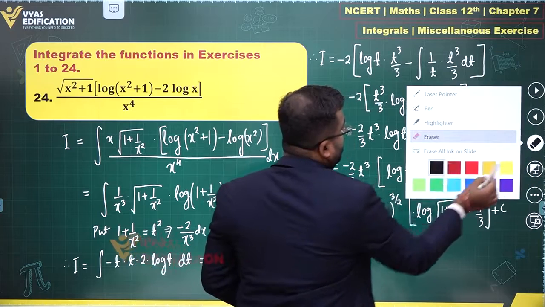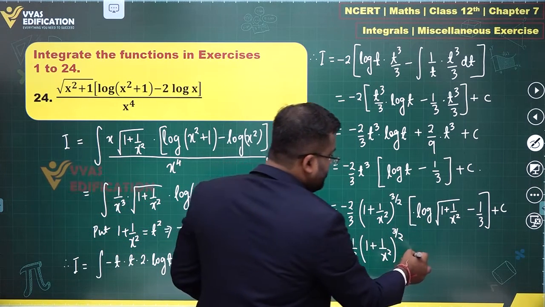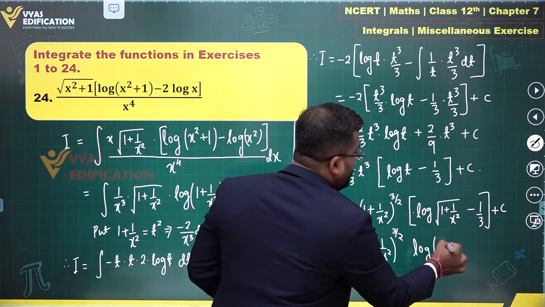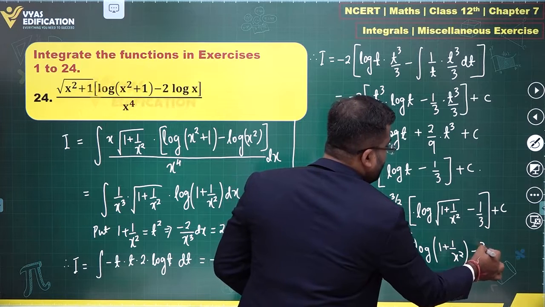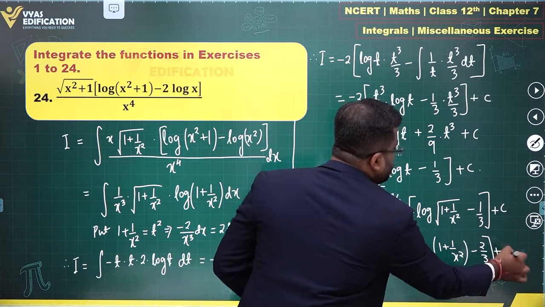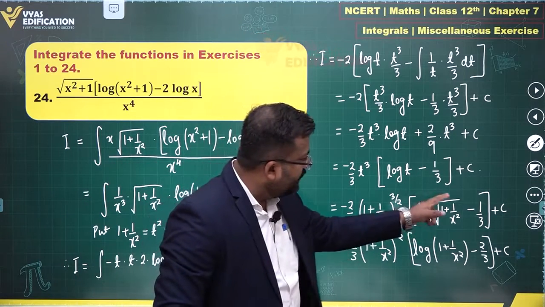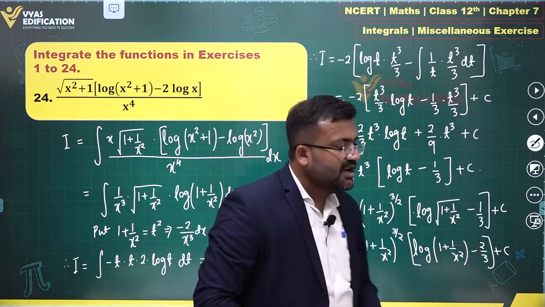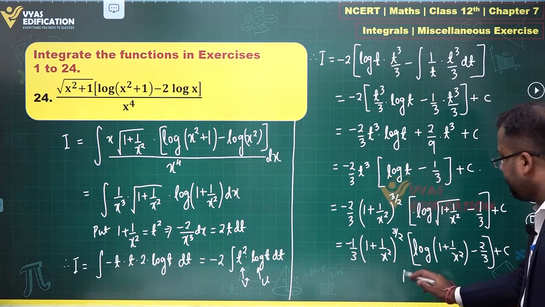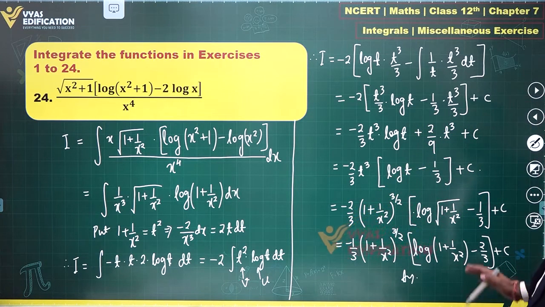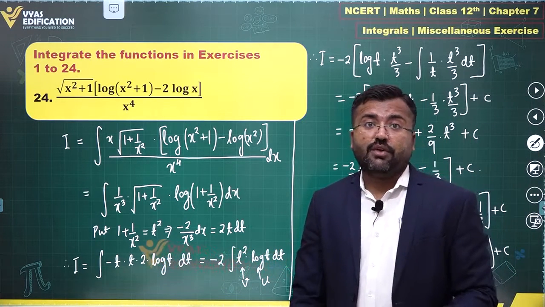simpler, this 2 will go inside. This becomes log 1 plus 1 upon x square in the bracket minus 2 by 3 in the bracket plus constant. Take a look at this carefully. I've taken this 2 inside. So this 2 will go in the power. This will become this and this will become minus 2 by 3. Is that okay? Yes. That looks like the final answer with the complete calculations. That's question number 24 for us.